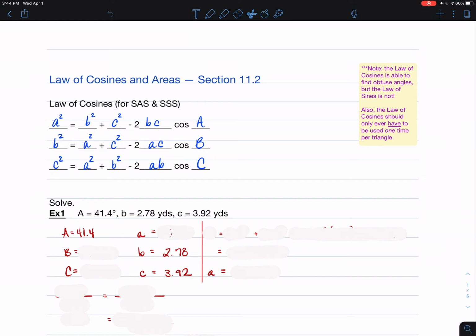The first thing in the sticky note is that the law of cosines can find obtuse angles. You remember back in section 11.1, the law of sines cannot find obtuse angles. And then the second part of the sticky note says that if you play your cards right, you should only ever have to use the law of cosines one time per triangle. The law of cosines is the clunkier law. The law of sines is prettier. And so if you do this correctly, you should only have to use the law of cosines one time, if at all.